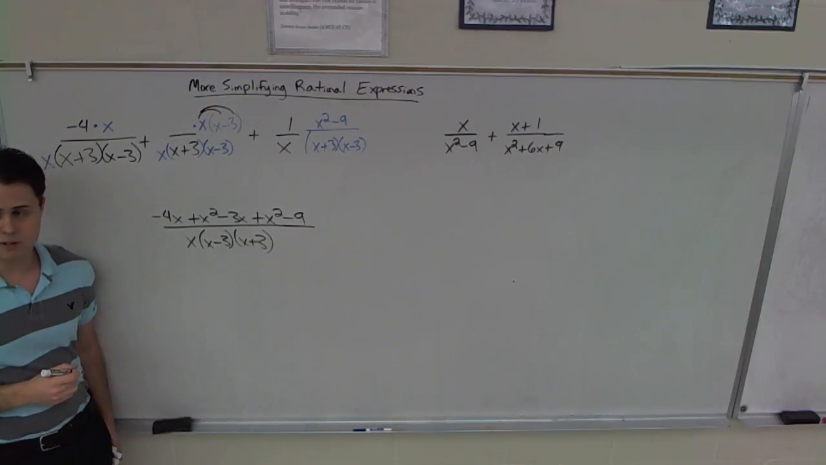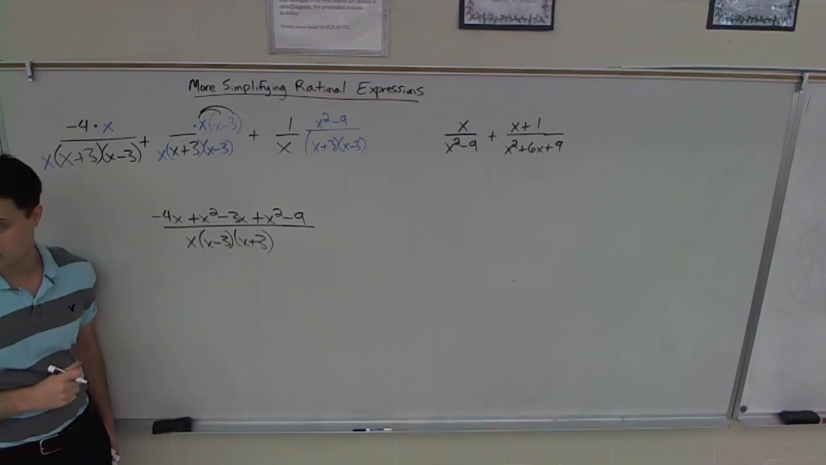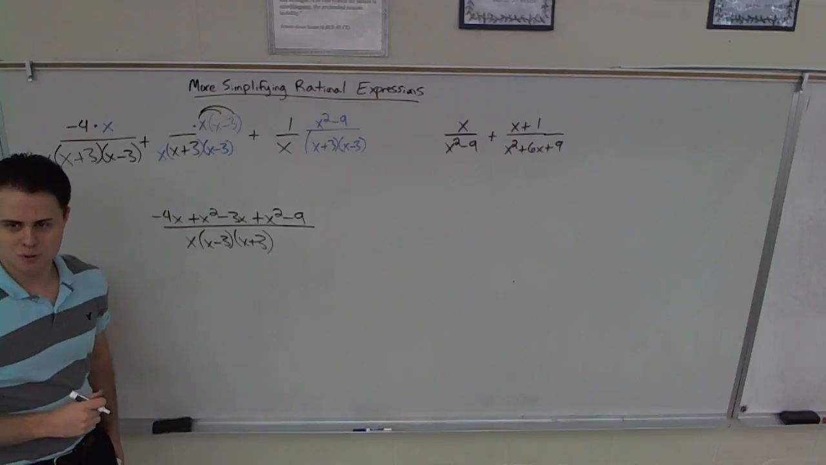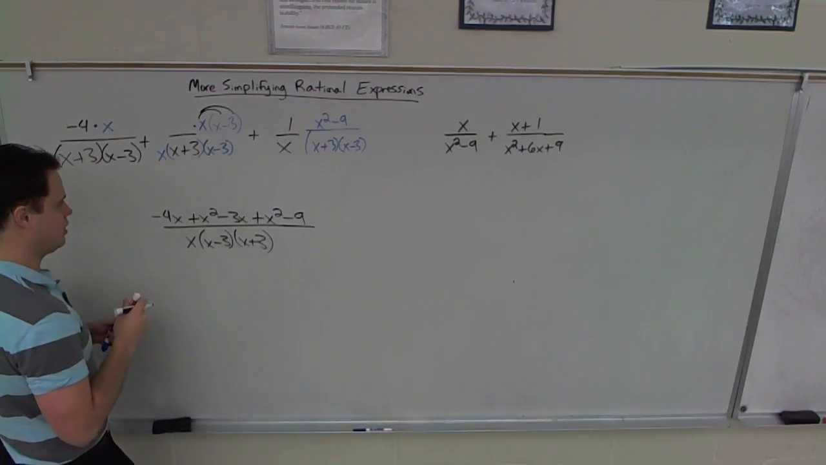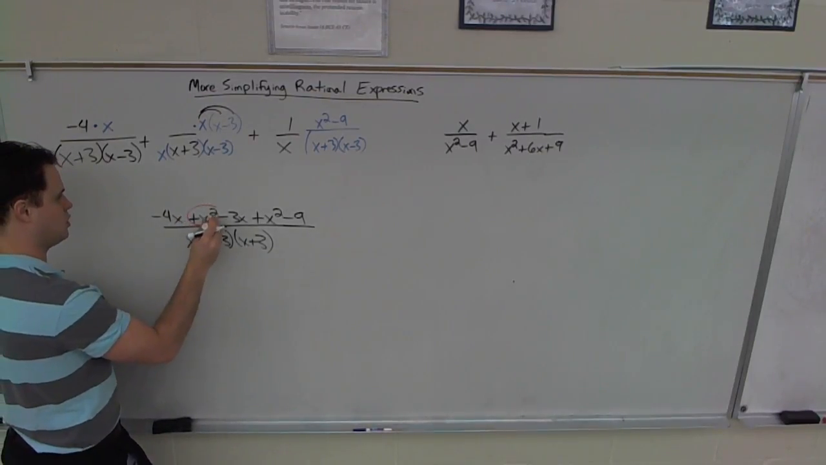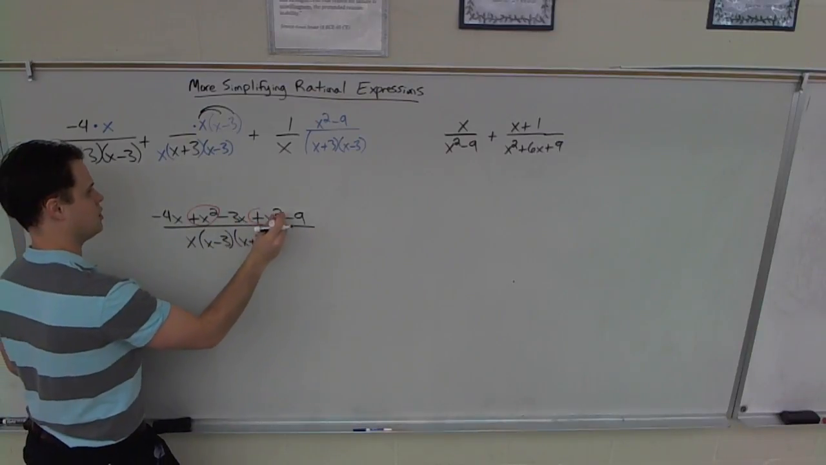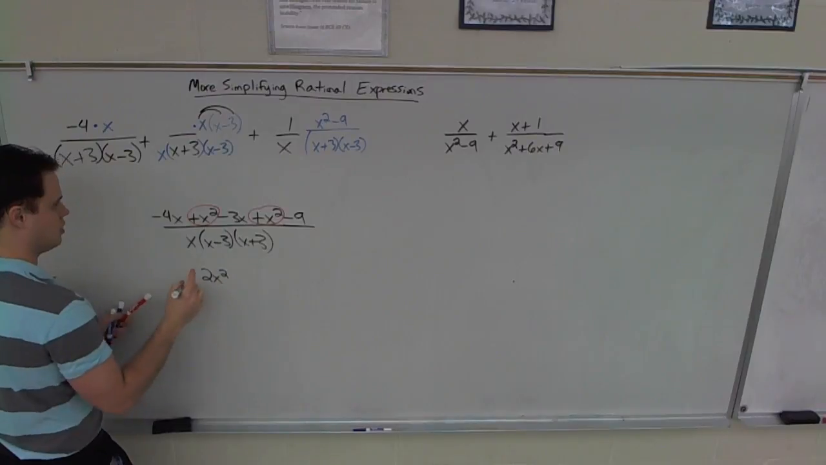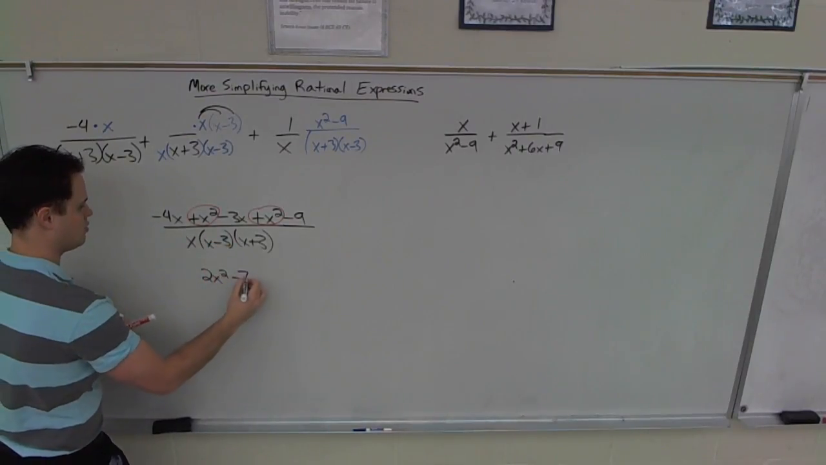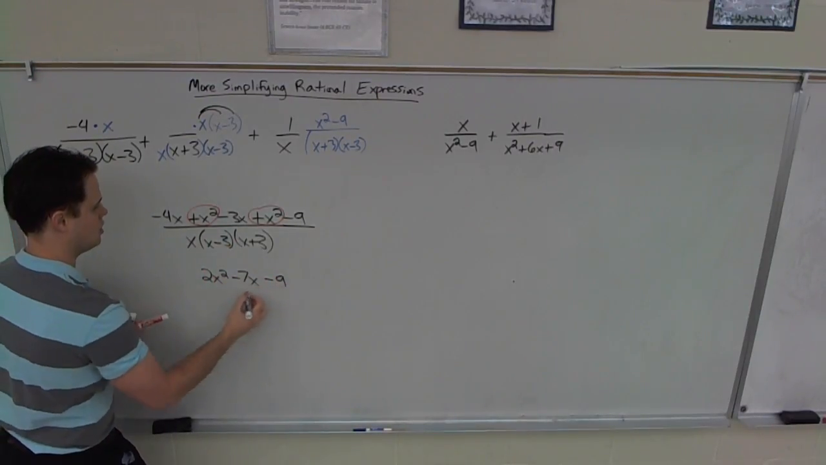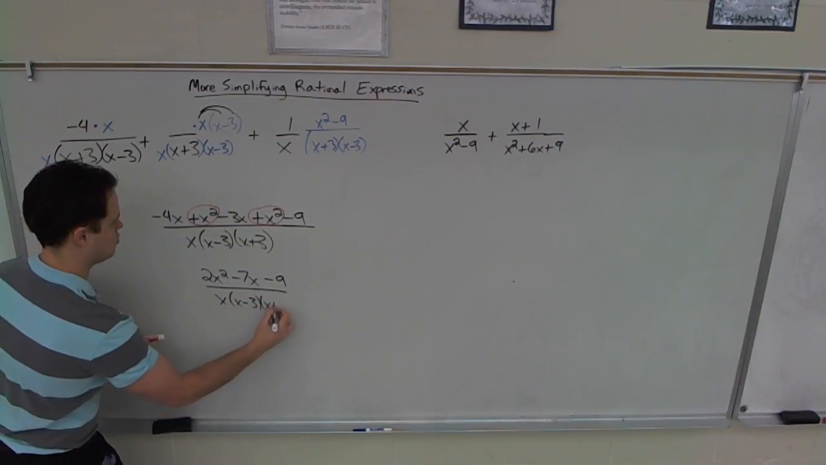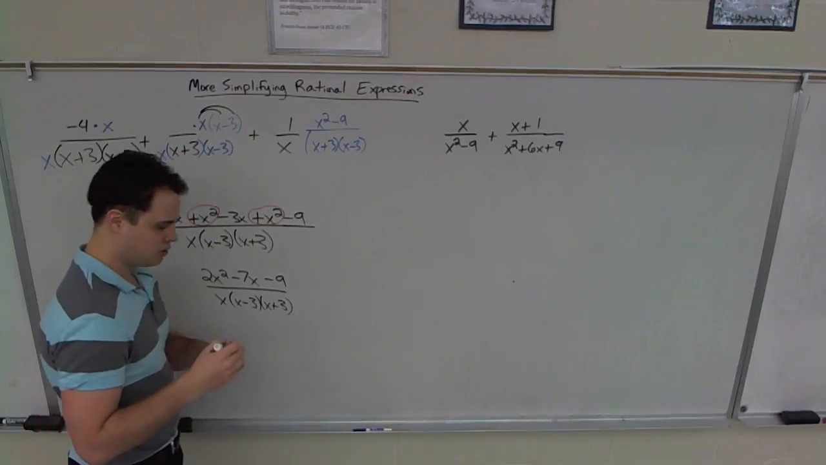I'm happy because I only see quadratic terms. I don't see any cubic terms. That could happen on some of your problems, so don't be afraid of it if it does. But I'm pretty happy that it didn't. So combining like terms, it looks like I have this one and this one. So that's going to be 2x squared. And I've got minus 4 and minus 3, or negative 7x, minus 9, all over x times x minus 3 times x plus 3. Now at that point, you've done most of the problem.